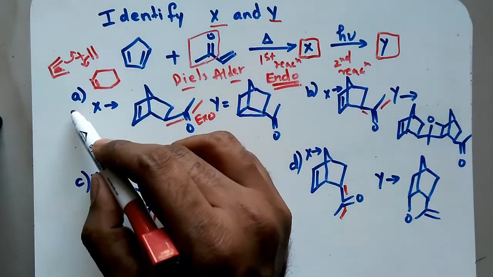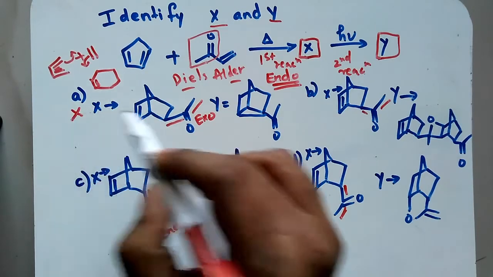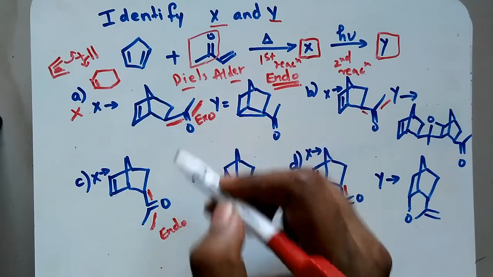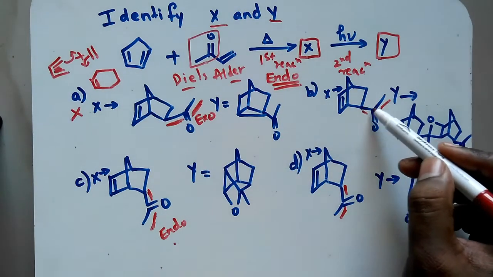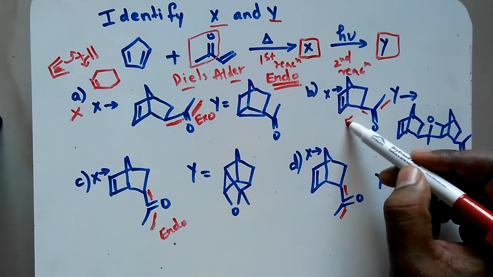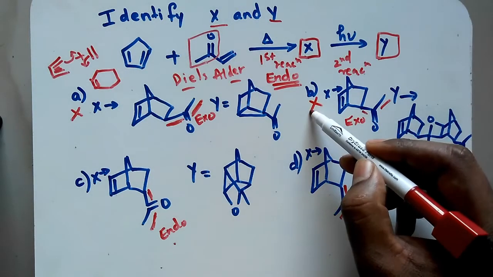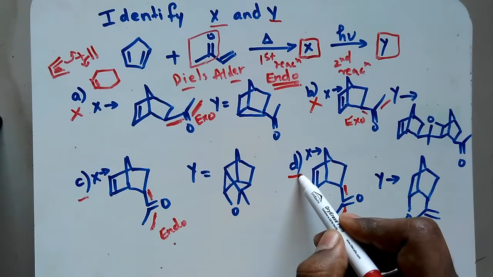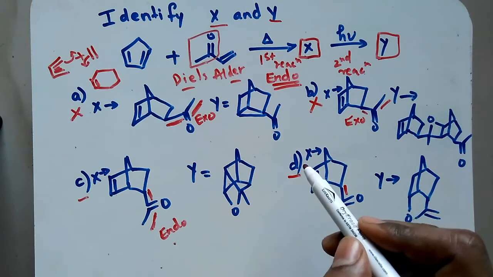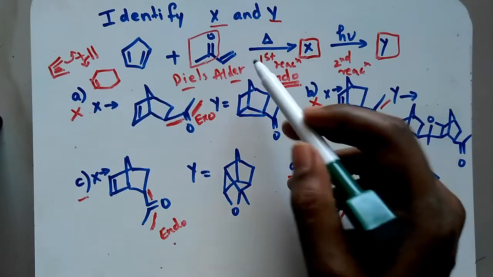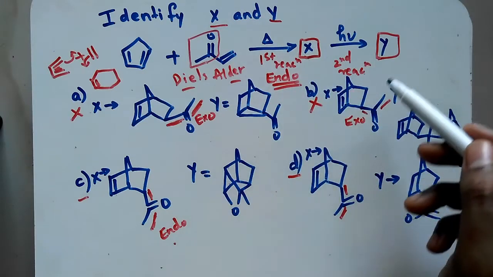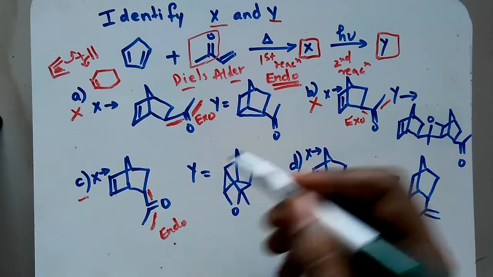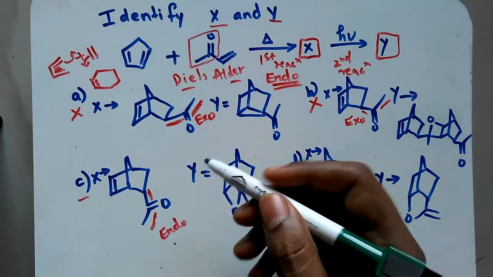So that means option A gets cancelled out because here we have the exo product, which is less stable than the endo product. Here also we are given the exo product, so this gets cancelled. So among option C or D, we will have our answer. The endo product is more favored than the exo product because of steric and stability factors.